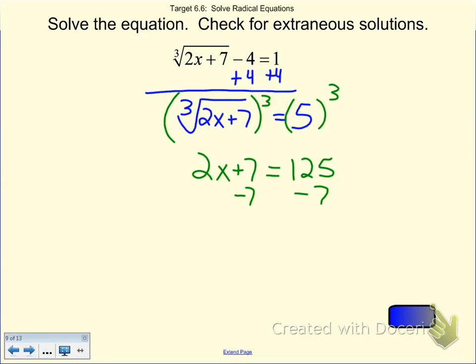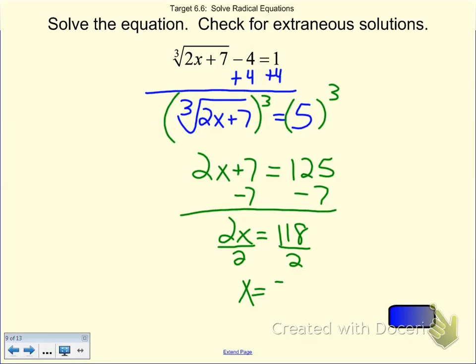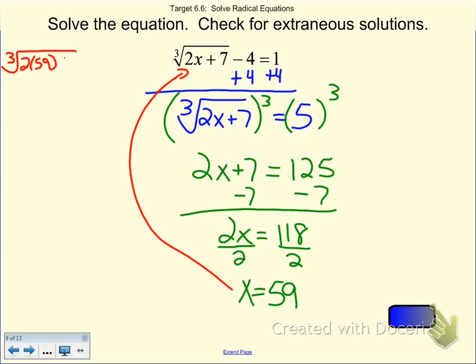Now we just solve the equation. We're going to subtract 7 to both sides. So 2x equals 118. Divide both sides by 2. And x equals 59. Don't circle it yet. You got to go back and check it. So we're going to take it and plug it back into the original equation and check to see if it works. So we have the cubed root of 2 times 59 plus 7, then minus 4 equals 1. So the cubed root of 2 times 59 is 118.